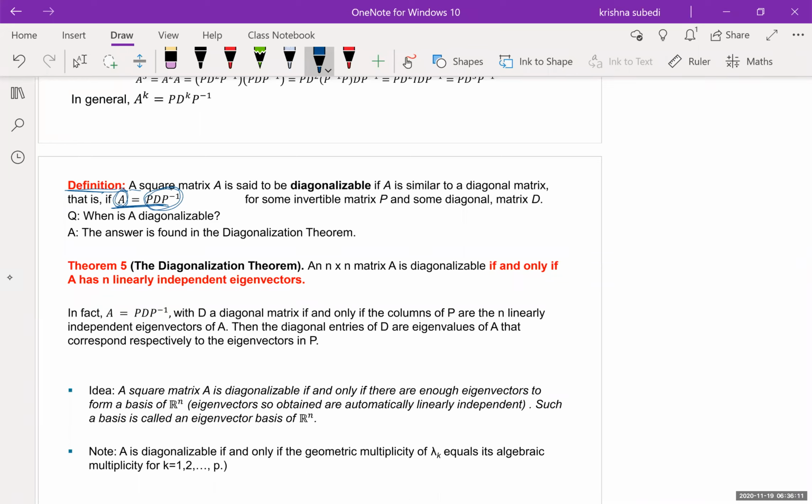So theorem 5, the diagonalization theorem. An n by n matrix A is diagonalizable if and only if A has n linearly independent eigenvectors. So when is matrix A diagonalizable? If A has n linearly independent eigenvectors. Okay, notice that: n linearly independent eigenvectors.